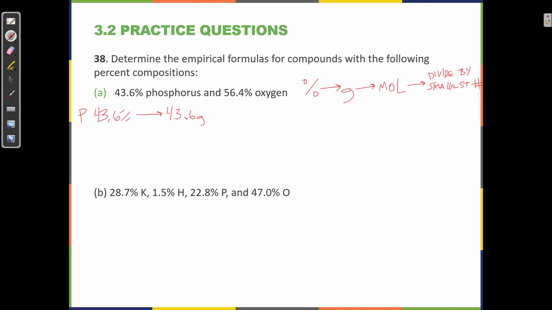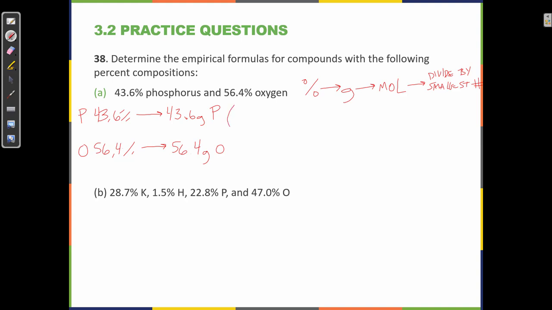And I can do the same thing with oxygen. Oxygen is 56.4%, and I assume that I have 100 grams of this substance, then that's 56.4 grams of oxygen, 43.6 grams of phosphorus. Okay, so I've gone from percentage to grams. That one's really easy. I just literally changed the unit.